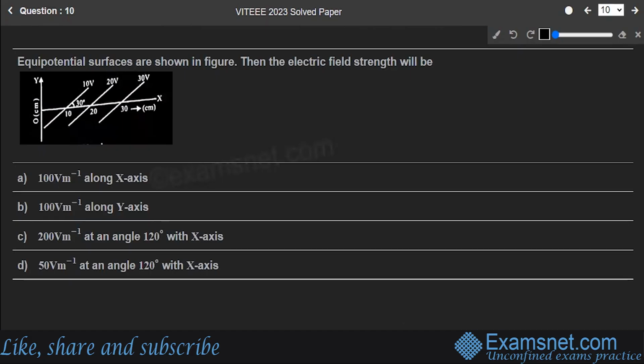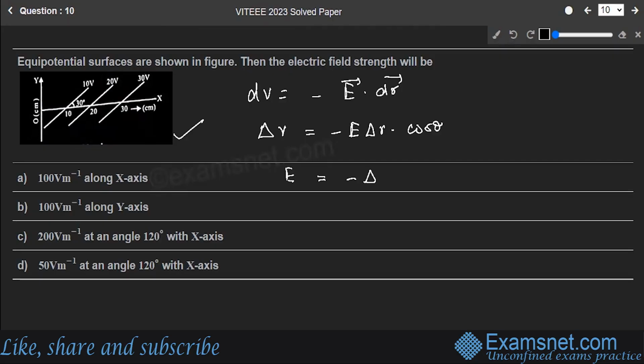Equipotential surfaces are given in the figure, then the electric field strength will be. So this is the given figure, and you have to find out the electric field strength. I'll be using dV is equal to minus E vector dot dr vector, and delta V is equal to minus E delta R into cos theta. You are given this figure. So let's use this. You have E as minus delta V upon delta R into cos theta.